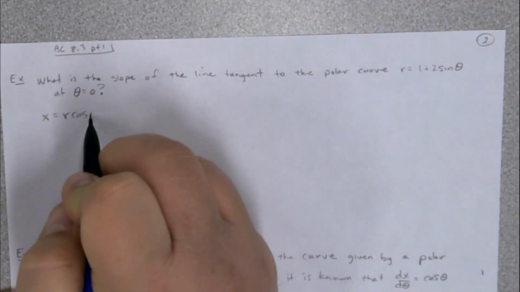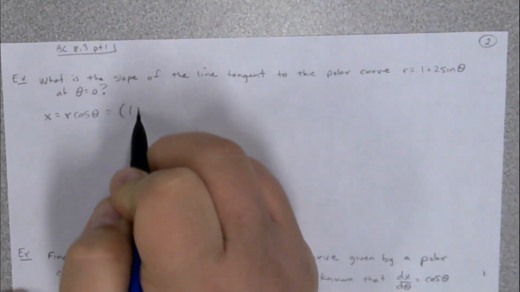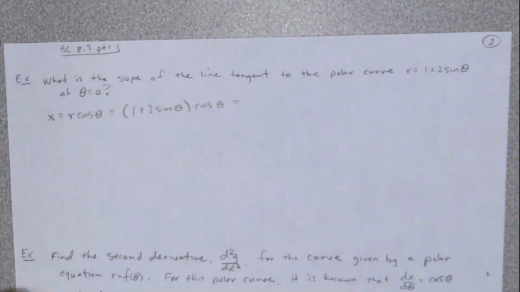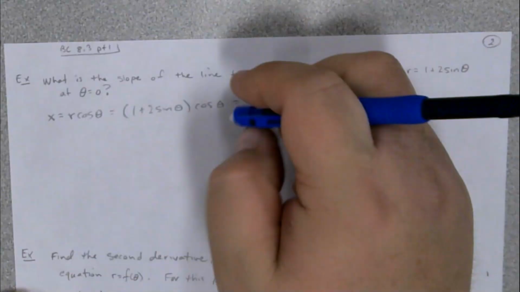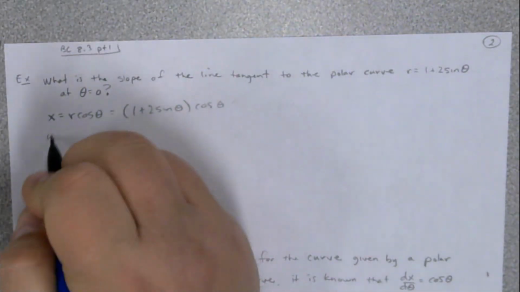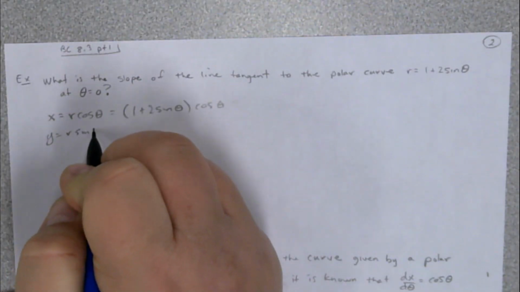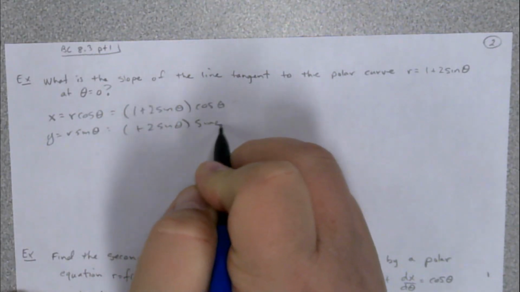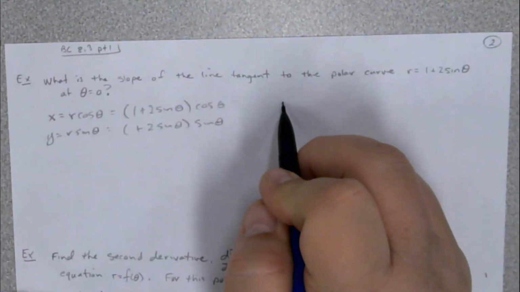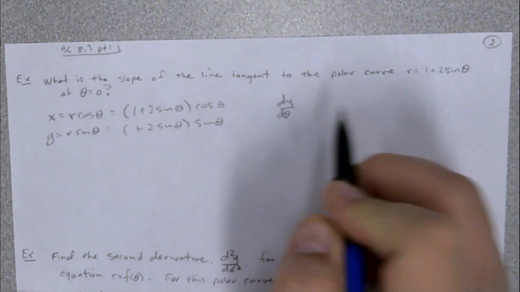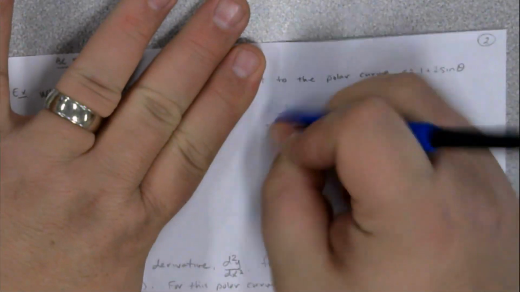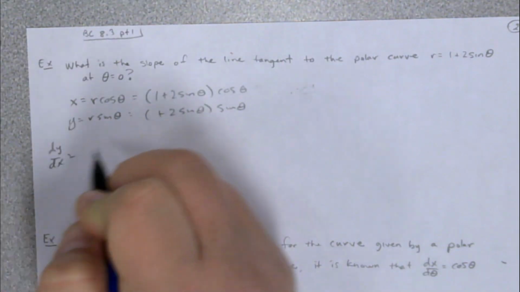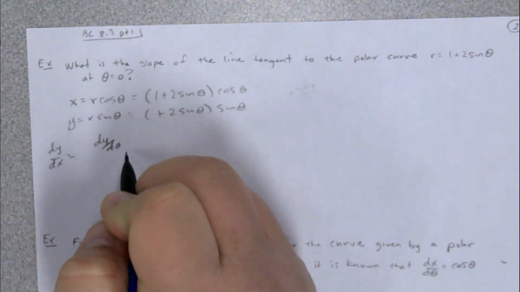x is r cosine of theta, which is 1 plus 2 sine of theta times the cosine of theta, and then I can take the derivative of that. And then y is r sine of theta, 1 plus 2 sine of theta times the sine of theta. So we can find dy/d theta. Actually, let's just do it all at once. So what is dy/dx? It is dy/d theta over dx/d theta.